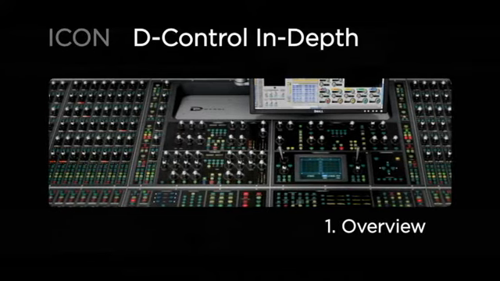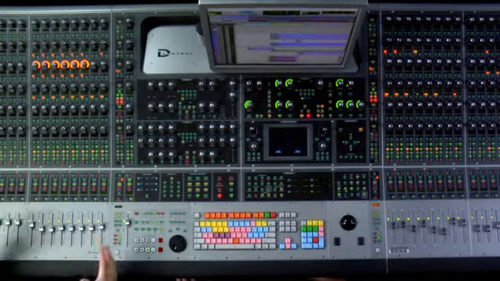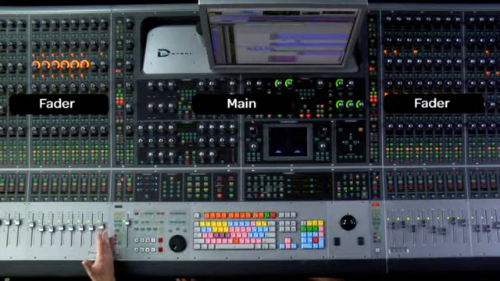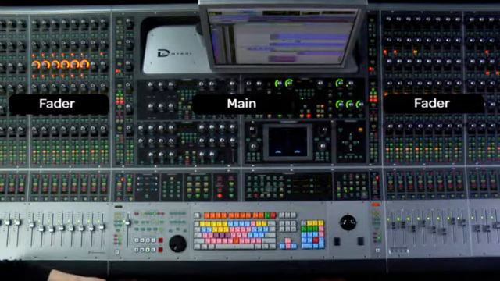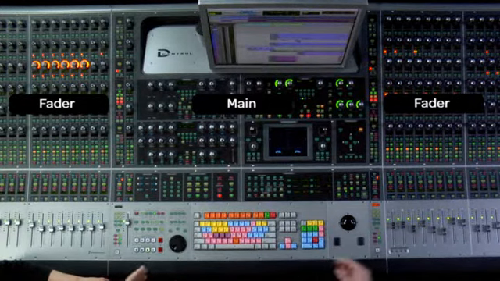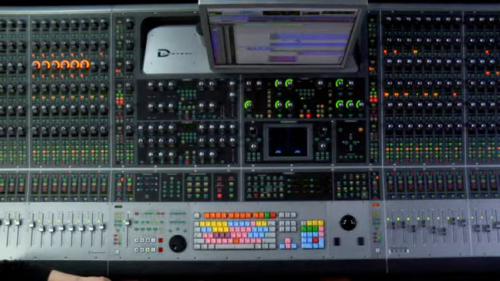Now we're going to take a look at the basic building blocks of a D-Control. In this case, we have a 32, so we have two fader modules, which are 16 faders apiece, and a main section. The fader section is 16 faders wide, and a D-Control can be built as a minimum of 16 faders all the way out to 80 faders. Okay, how do we enable those modules?